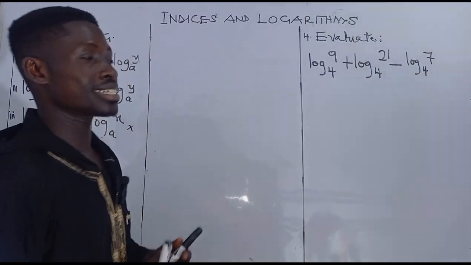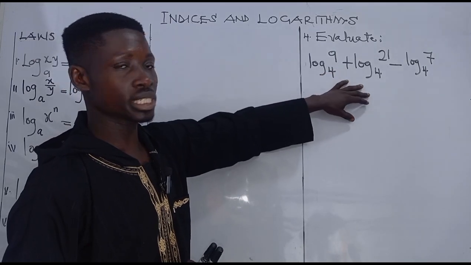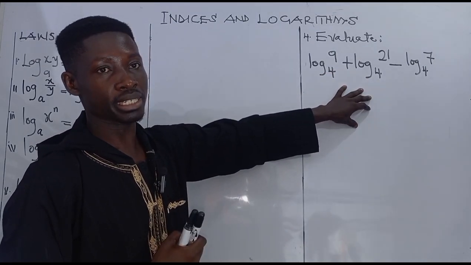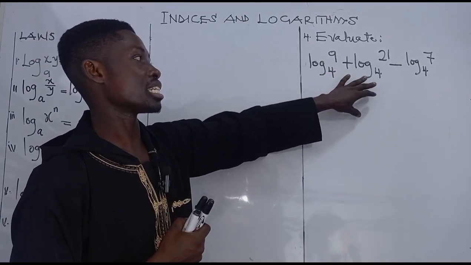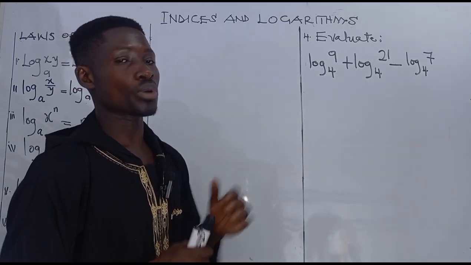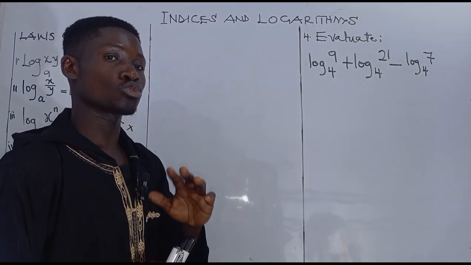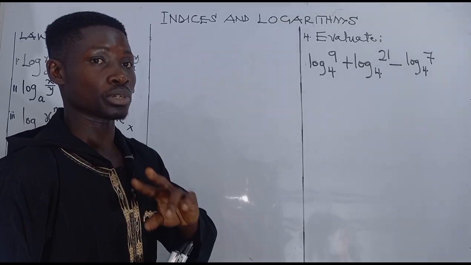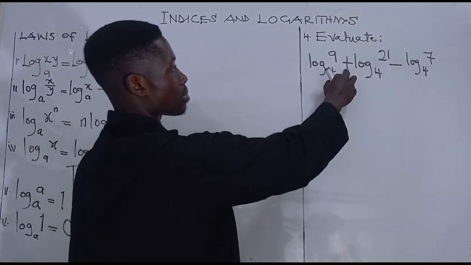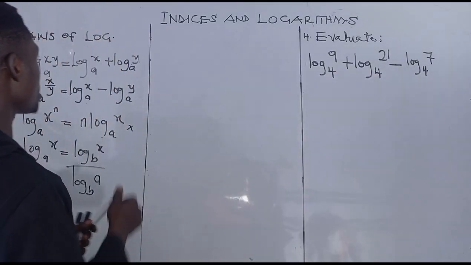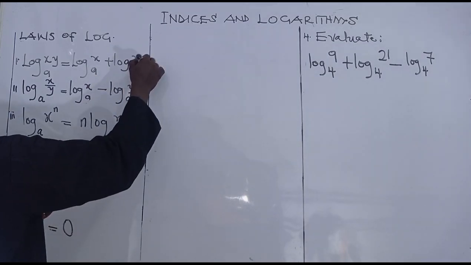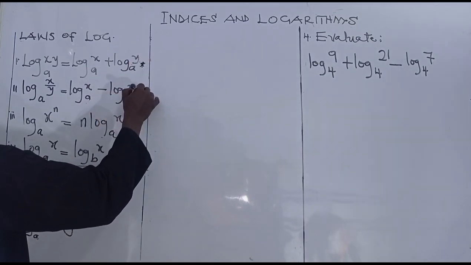So we have our next question. We want to evaluate this logarithmic expression. In other words, we want to find the value for this. Now with this question, we are going to apply two of the laws of logarithm simultaneously. We are having a plus and a minus here. So the plus is for this law, and then the minus is for this law.